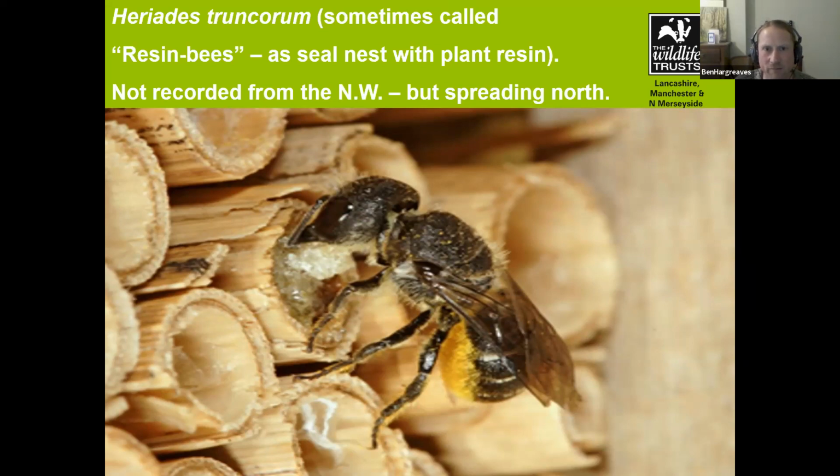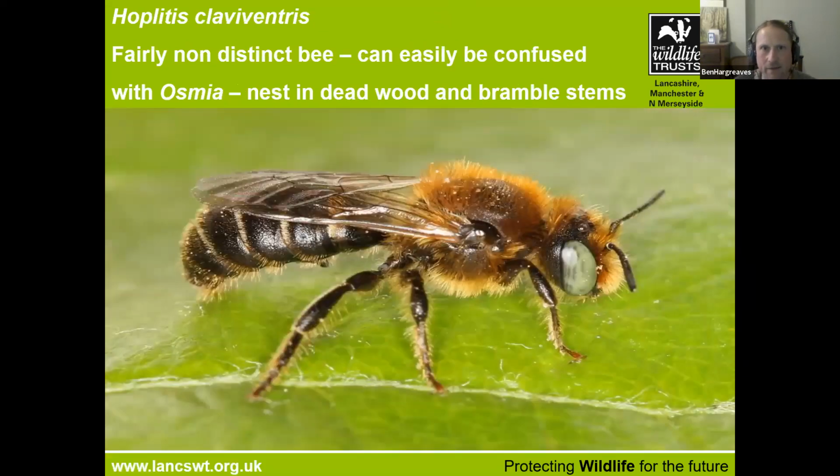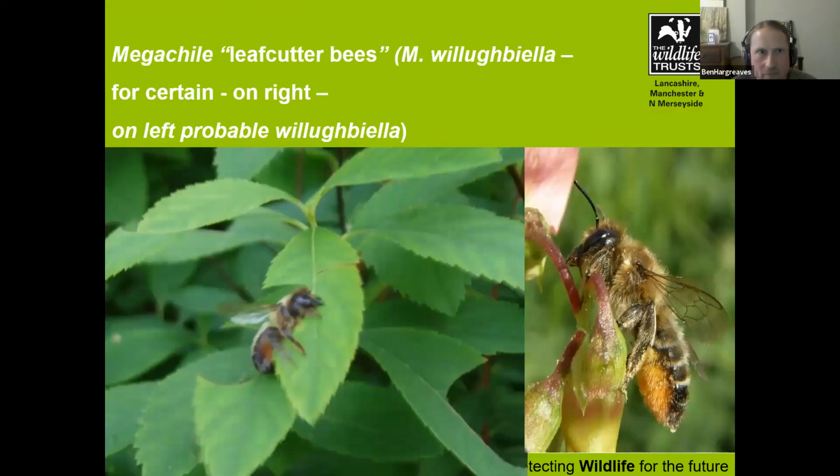Hopefully it might be something we see in future. Next slide, please. Yeah, this is the male. We saw the female on the general slide of the family, but the male has a much different look. Big opaque green eyes. They're sort of a slim Megachilid. They nest in deadwood and bramble stems, often in bramble, but they're not particularly distinct, and can be confused with Osmia mason bees.